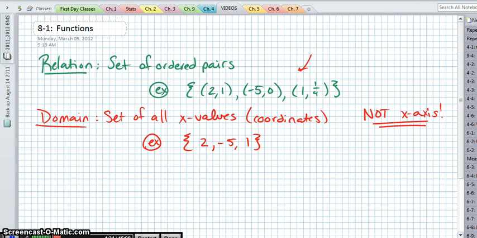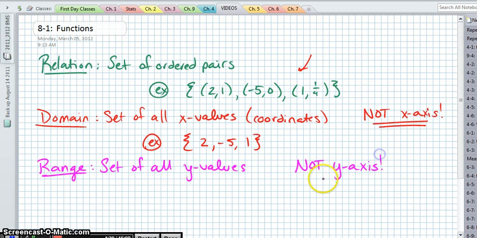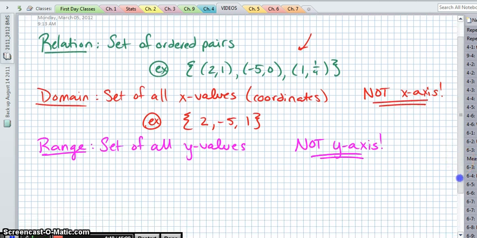If the domain is the set of all x values, the range is the set of all y values. Or again, you could use the word coordinates. And here we are not talking about the y-axis for the same reasons that we don't talk about the x-axis. Okay, so what is a function?